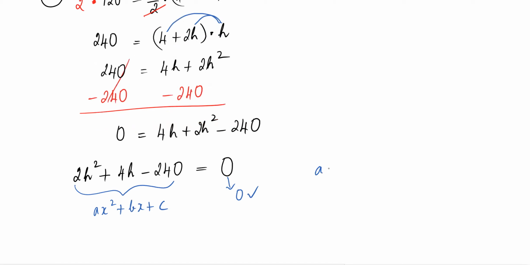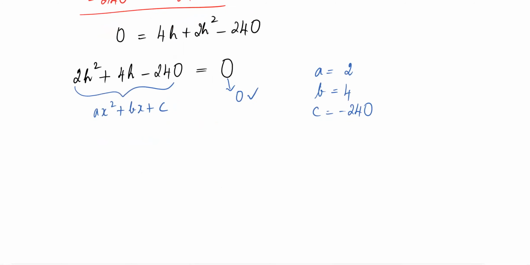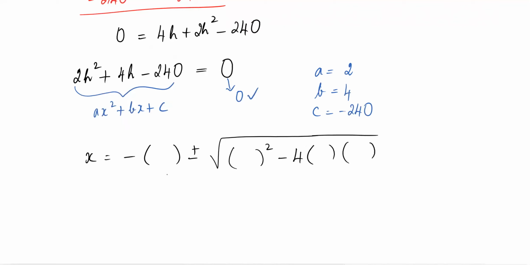Now it's time for us to collect a, b, and c because we could right away use the quadratic formula. A is 2, b is 4, c is negative 240. So x equals negative b plus or minus square root of b squared minus 4ac all over 2a. Let's plug them in. B is 4, c is negative 240. A is 2.